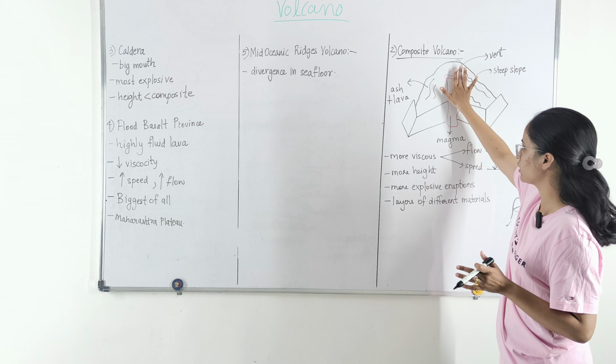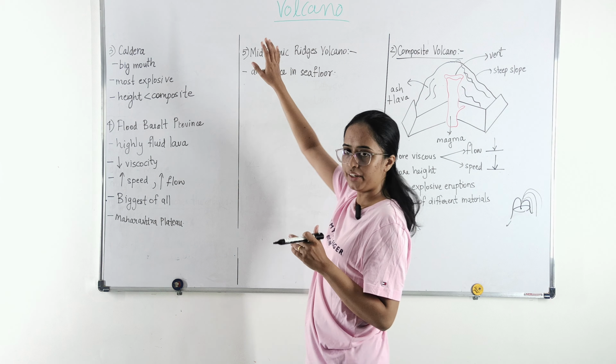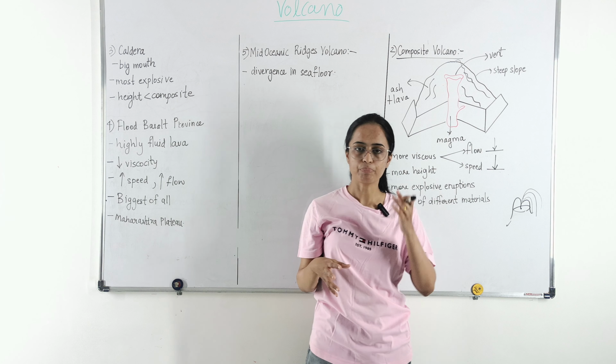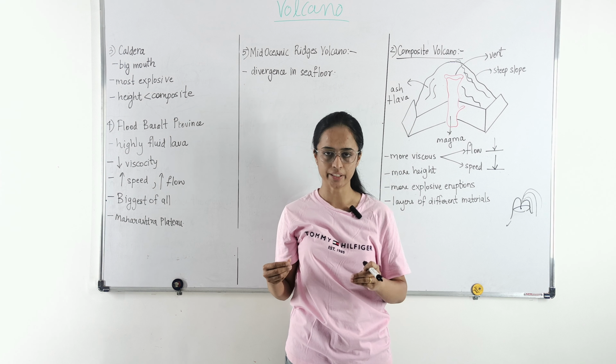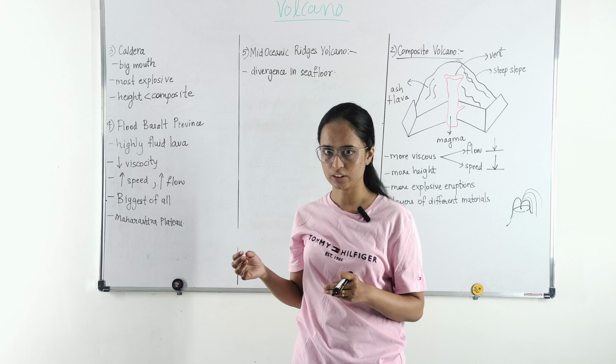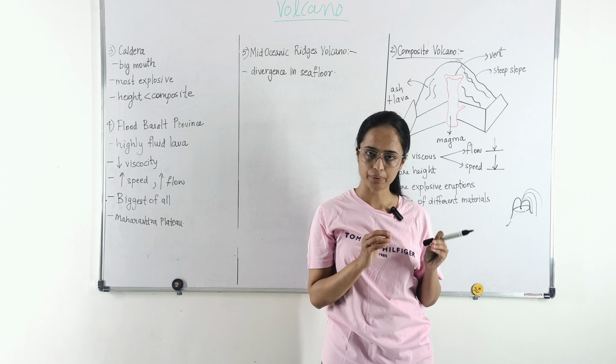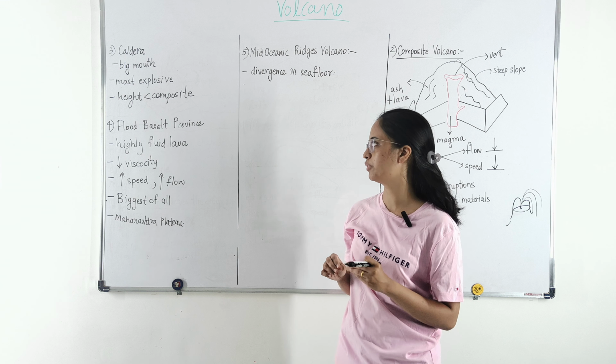Here if you see, the size of this mouth is small. In case of caldera, it would be big. So in exam the question might come that which volcano out of composite and caldera has got a big mouth. So in that case the answer would be caldera, because this is the only difference that exists between a caldera type of volcano and a composite volcano.